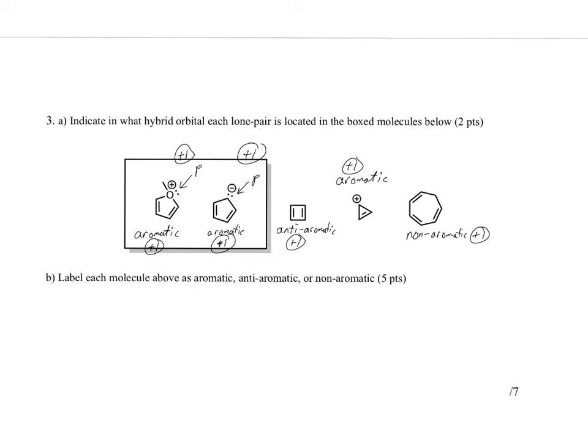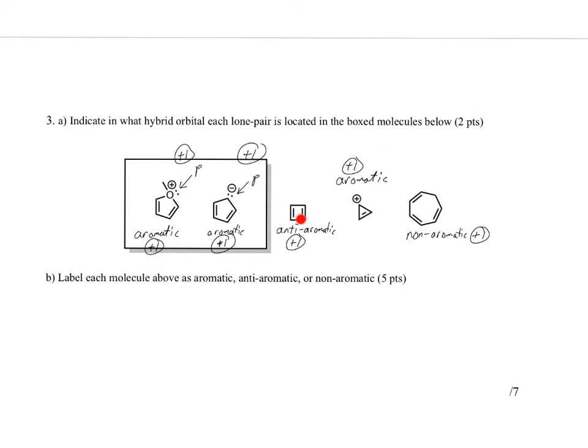Same with this one, this cyclopentadiene anion. 1, 2, 3 pairs in the ring, uninterrupted pi system. This carbanion is choosing to be sp2 hybridized. So then it has that lone pair in a p orbital. So it's an uninterrupted p orbital system, and that would be aromatic, and that's where the lone pairs are at.